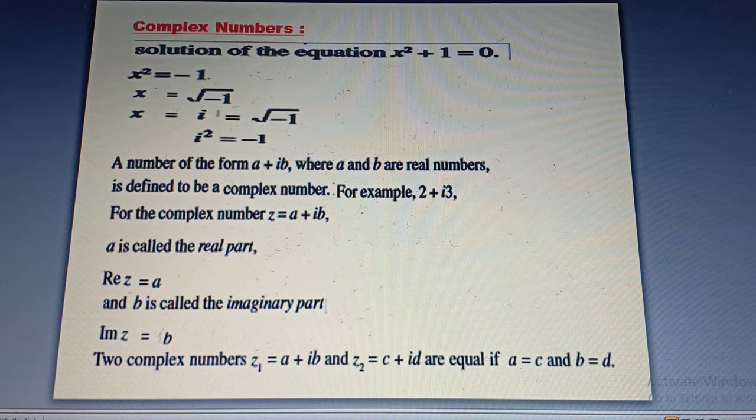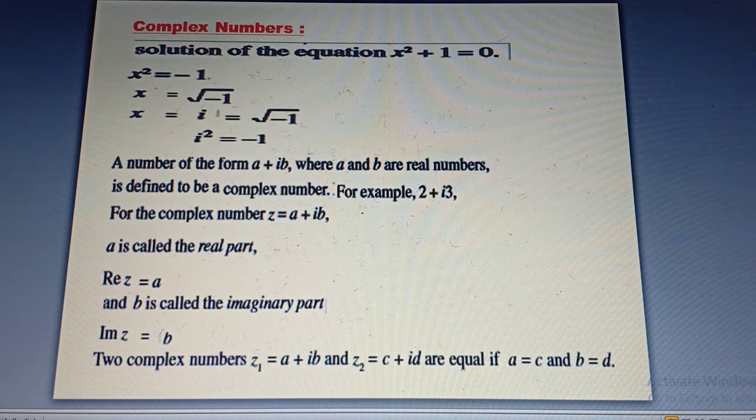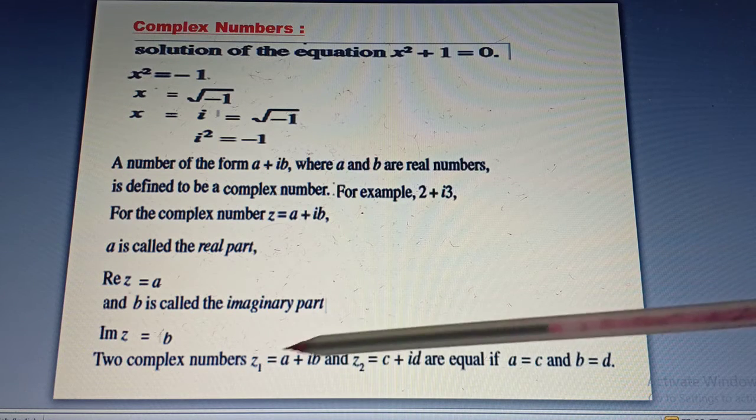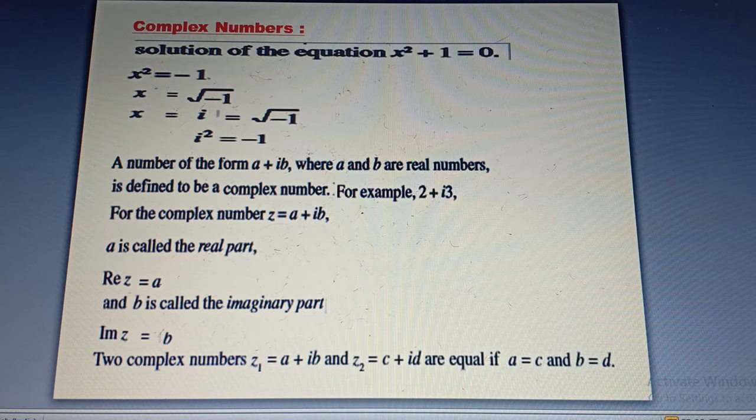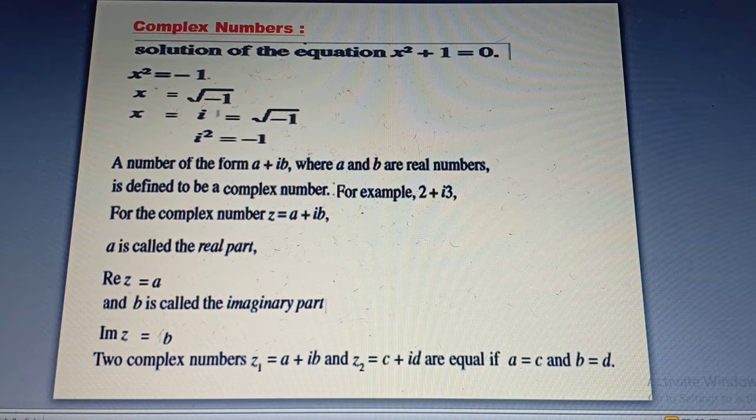So in any complex number we can find out the real part and imaginary part. For example, in this complex number, if I ask you what is the real part, your answer should be 2. What is the imaginary part? 3. So students, next, two complex numbers z1 and z2 are equal when? When their real part and imaginary part are equal. So real parts a and c must be equal and imaginary parts b and d must be equal. Then we can say that the two complex numbers z1 and z2 are equal.